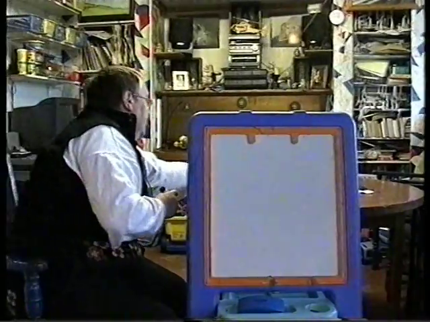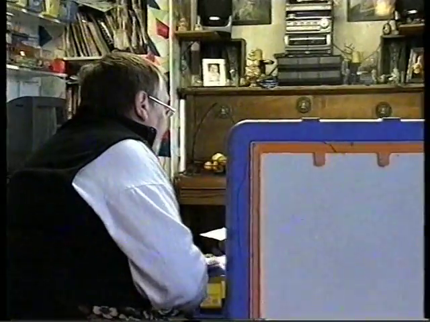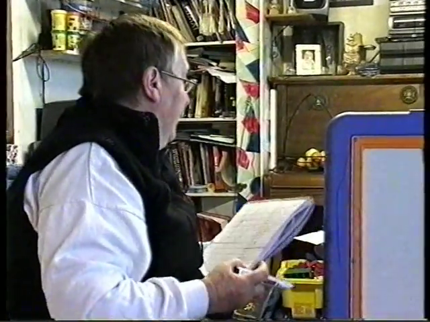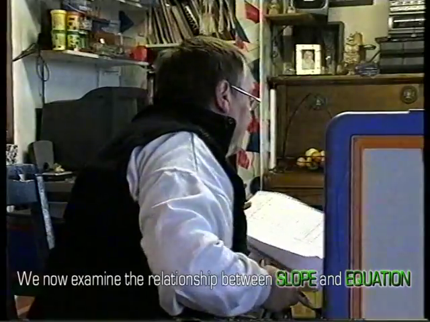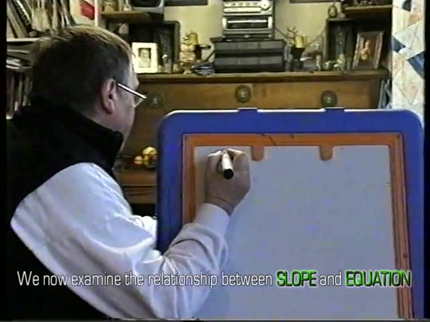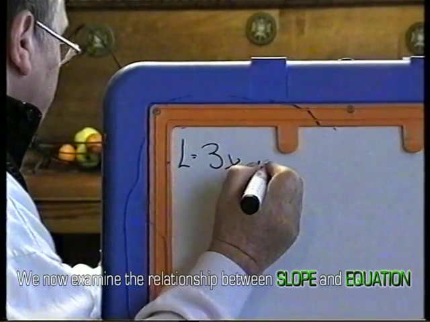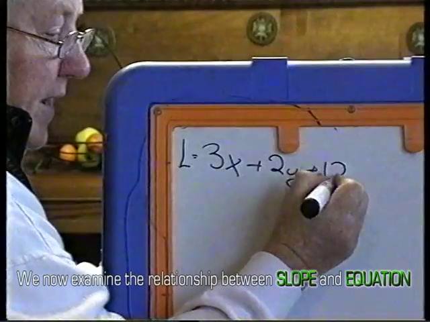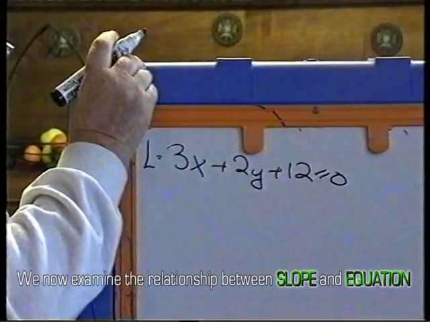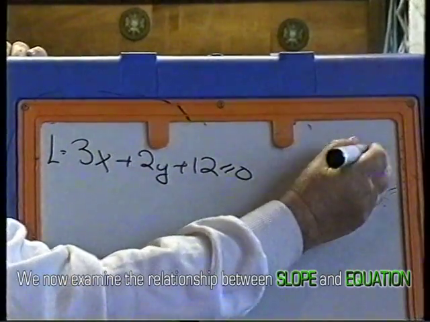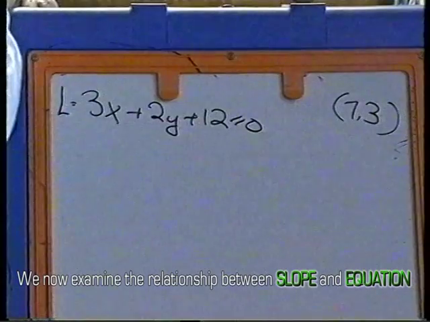The next part of the question is, if you get the two slopes and show that they are equal, you're finished part B, so you'll have your 60%. For part C, L is the line 3x plus 2y plus 12 equals 0. K is the line that passes through 7, 3 and is perpendicular to L.